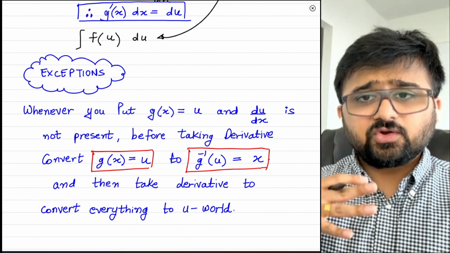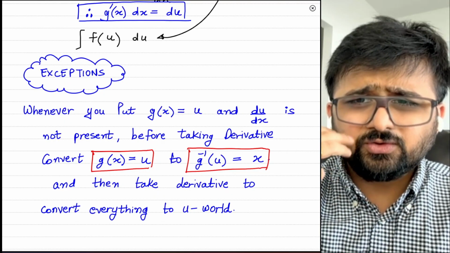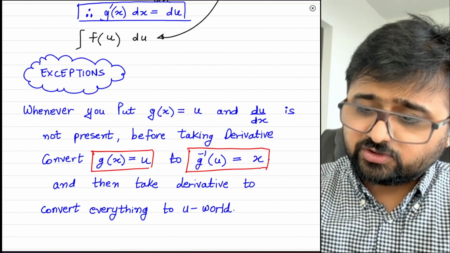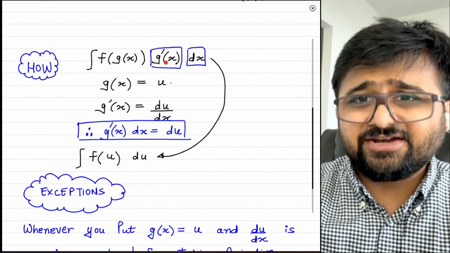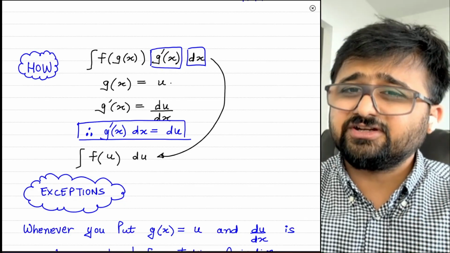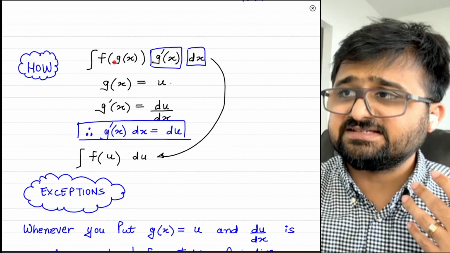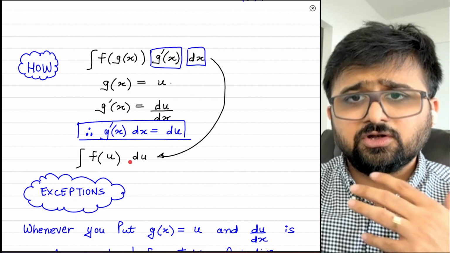Now let's discuss a quick exception that we deal with in the method of u substitution. We do it frequently, but no one ever talks about it. That exception is whenever we want to put g of x is equal to u. Remember, in most of the general cases, we want a derivative of g of x, or the derivative of u, present in the product form in order to be able to put g of x is equal to u. That just makes converting to the u world a whole lot simpler.